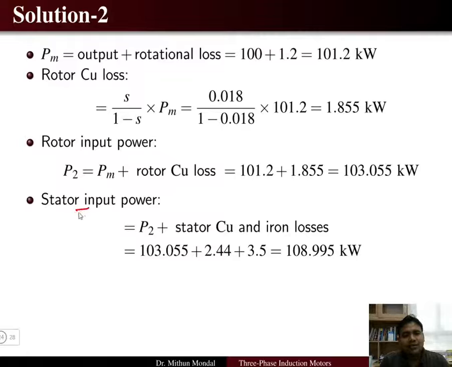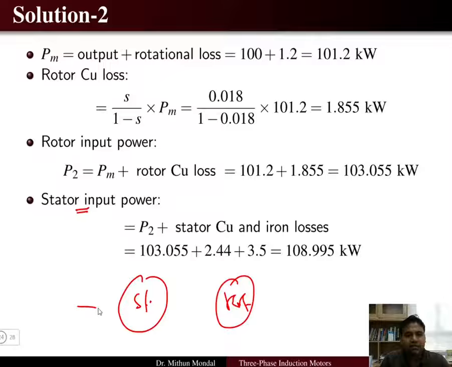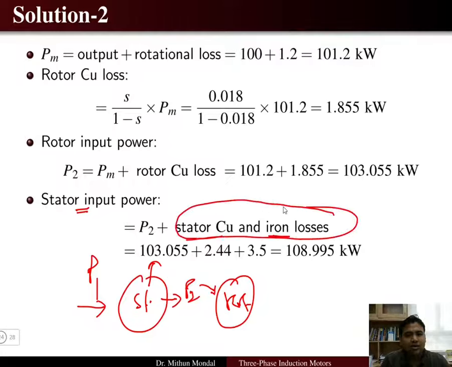Now the stator input power. We know that this is your stator and this is your rotor. The stator will have a power P1, and P2, which is the output of the stator, will be the input of the rotor. In the stator you will have losses, which are the stator copper loss and the iron loss.